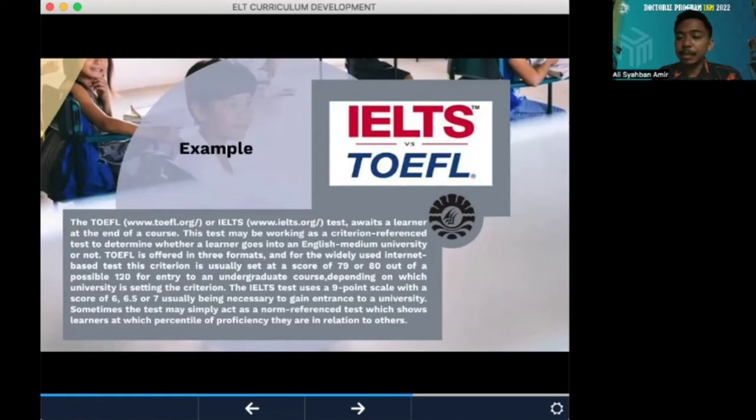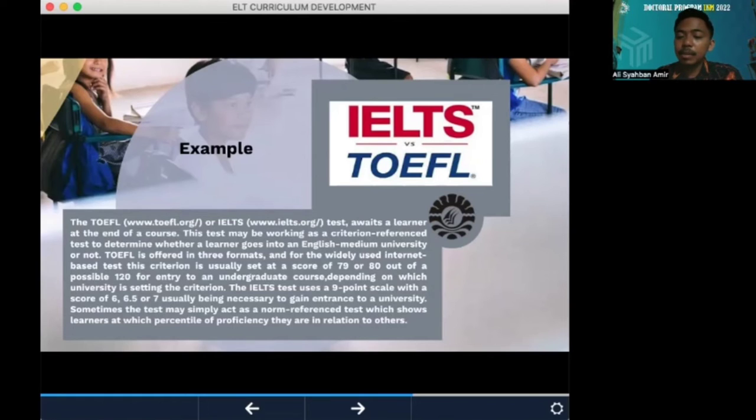TOEFL is offered in 3 formats, and for the widely used internet-based test, iBT, this criterion is usually set at a score of 79 or 80 out of a possible 120 for entry to an undergraduate course, depending on which university is setting the criterion. This depends on the university, the rule in the university.